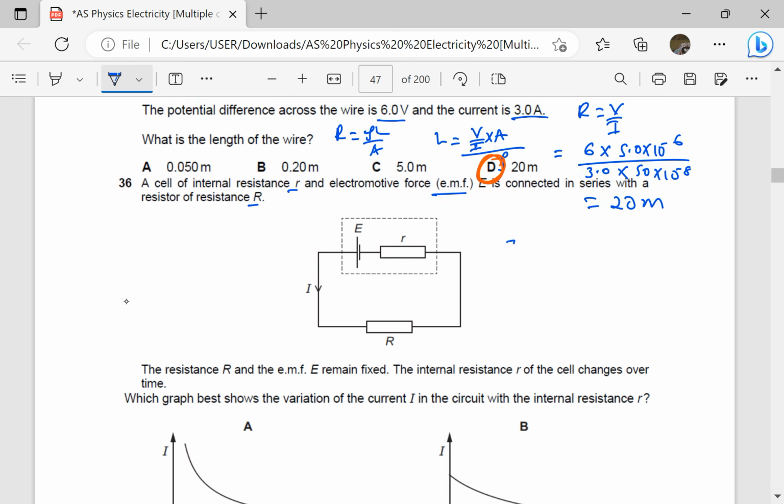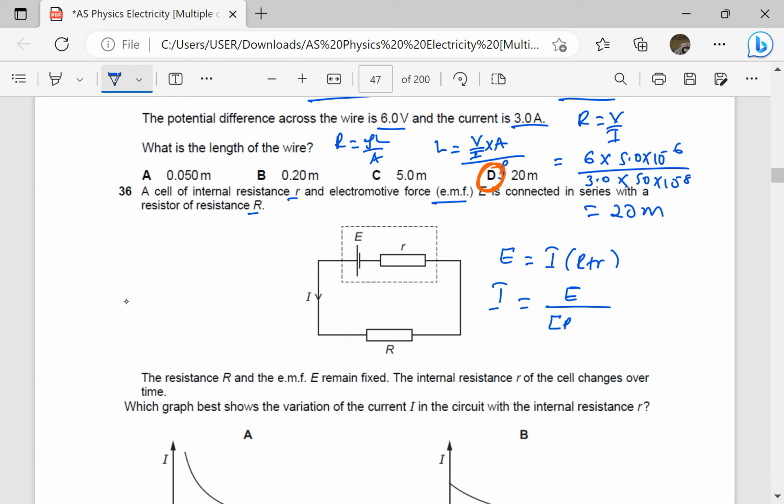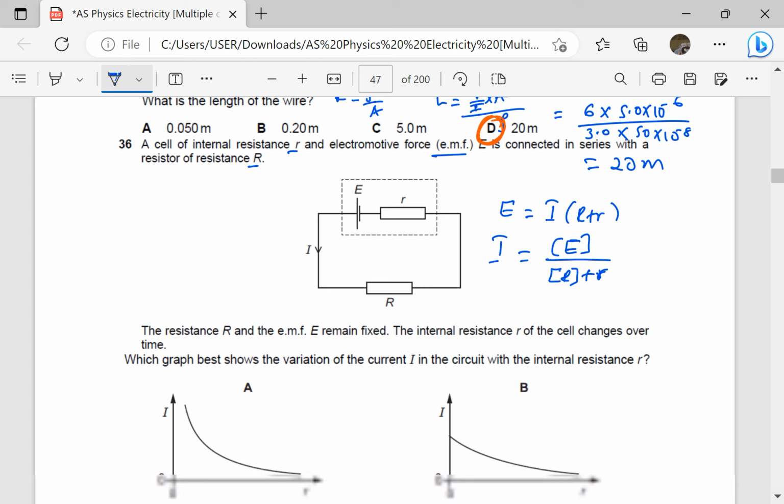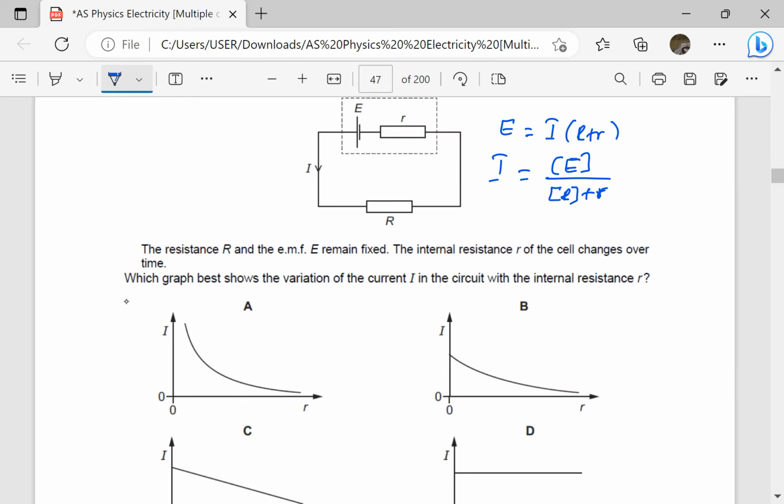Remember, we have already seen that e.m.f. is going to be I into R plus small r. If I make I the subject, I is going to be the e.m.f., which is fixed, remember, over the fixed resistor, capital R, plus small r. It is only small r which is changing, and it is being increased. The internal resistance r of the cell changes over time. Let's say it increases because the graphs are showing it is increasing.